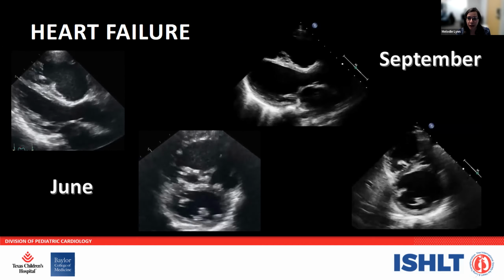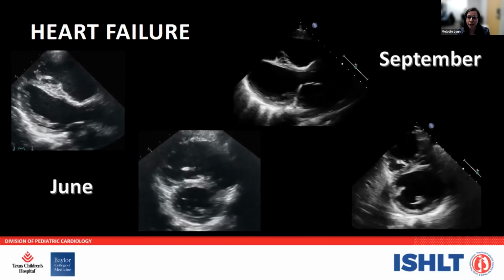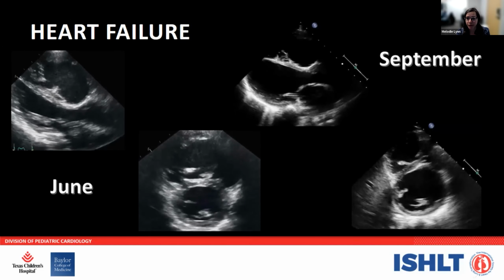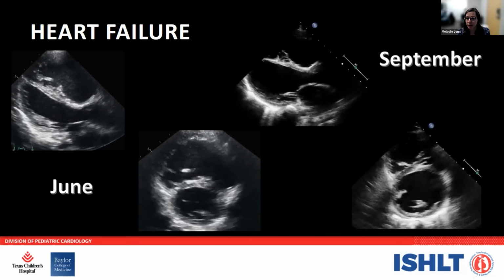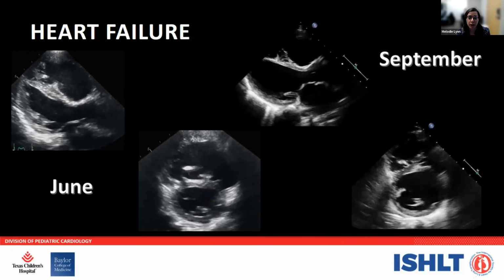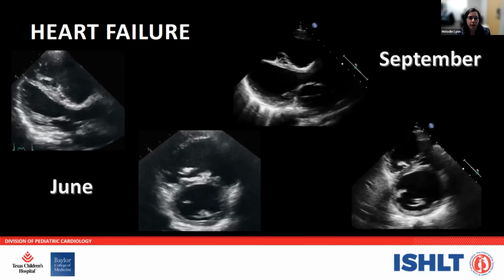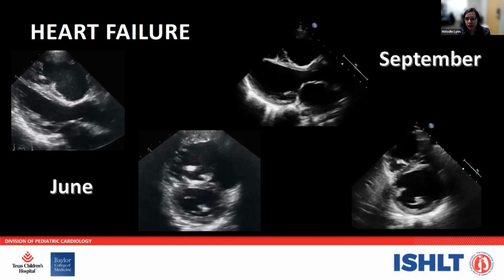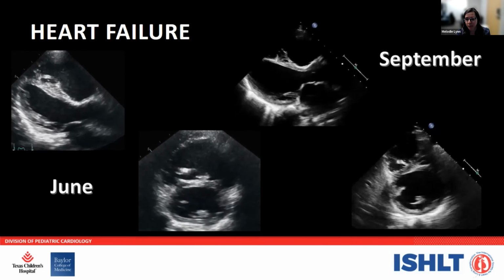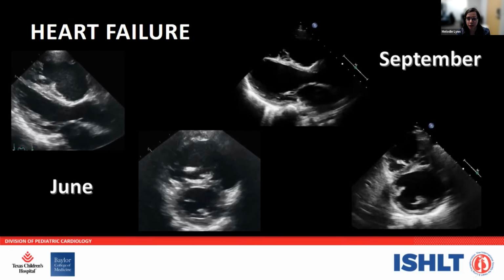So 9 months after her last intervention, her mother noticed decreasing activity, poor appetite, facial swelling, and abdominal swelling. Her mother requested her routine appointment for her cardiologist to be moved up. And so in clinic, she was tachypneic and her liver was palpated 4 centimeters below her right costal margin.